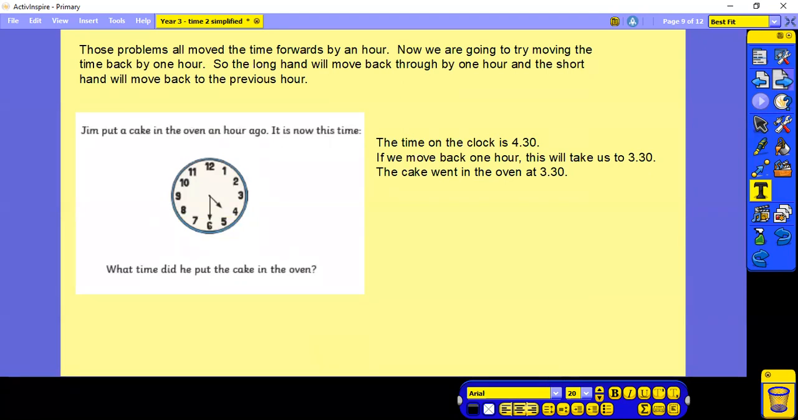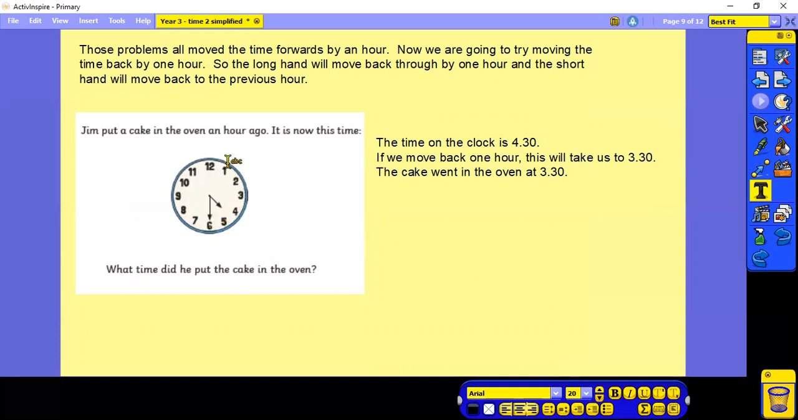But now we're going to try moving the time back by 1 hour. So the long hand will move back through by 1 hour and the short hand will move back to the previous hour. So Jim put a cake in the oven an hour ago. It is now this time. So this time currently says 4:30. This time we're going to go back an hour.